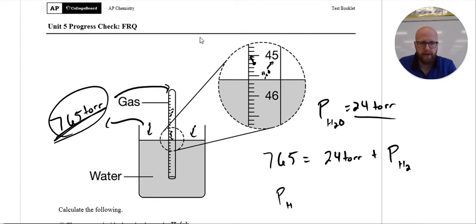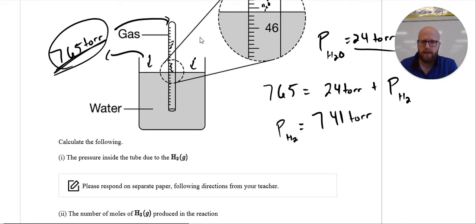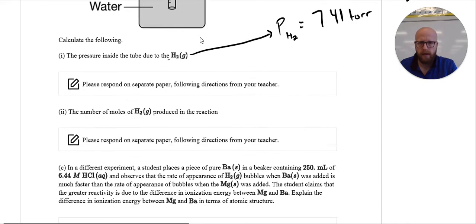And we find out the pressure due to H2 would then be equal to 741 torr. So I take away the vapor pressure of the water. That's the pressure due to H2 in the tube right there. Now, the number of moles of H2 produced. I want moles, and I'm talking about gas, so I'm going to use PV equals nRT.